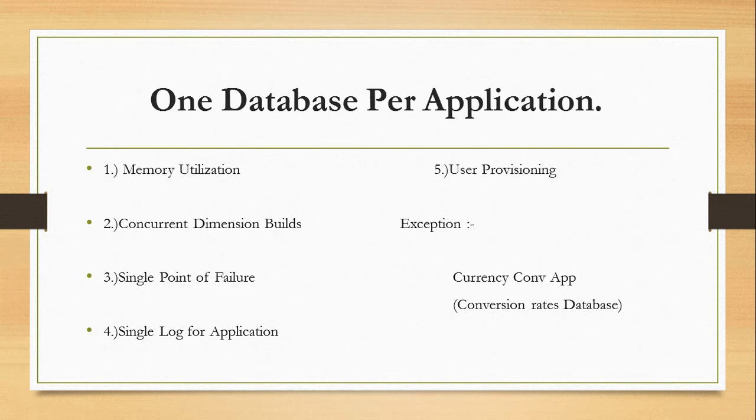The next is concurrent dimension build. Dimension building may require database restructures, and when the database is restructured, a copy of the database is restructured. In this case, if my application has more than one database, two copies of the outline reside in the memory, which is the random access memory, my primary memory, RAM. Engaging the RAM may cause a slowdown in the performance of the application.